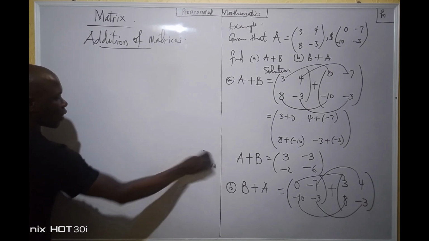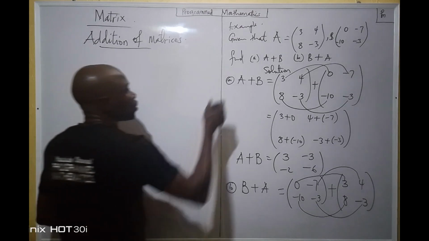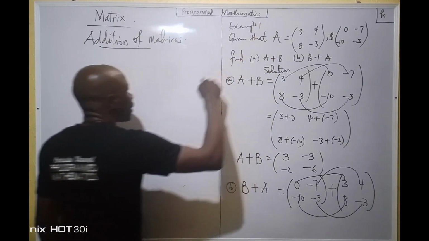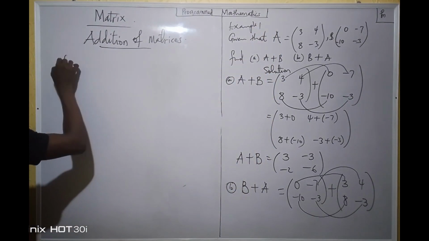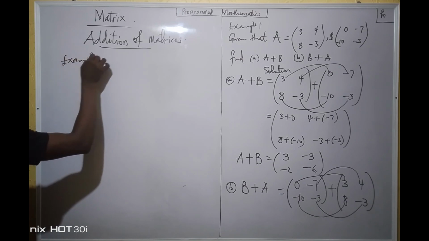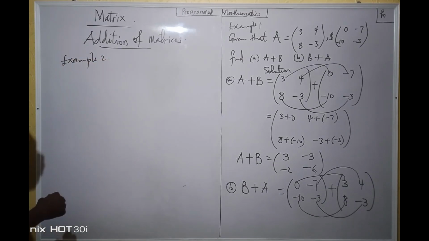So on this addition of matrices, if I call this one example 1 for reference sake, the next example now, I'm going to have this to be example number 2. And what is the question?